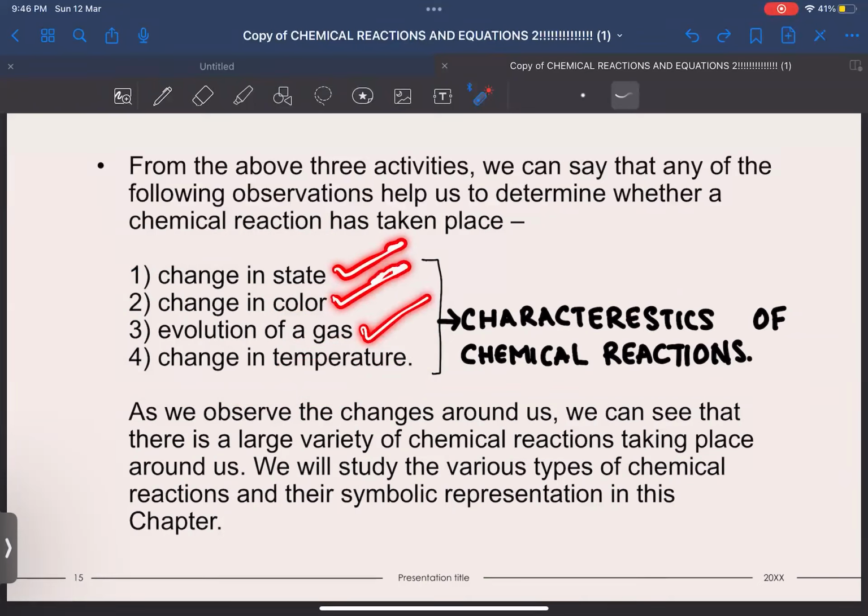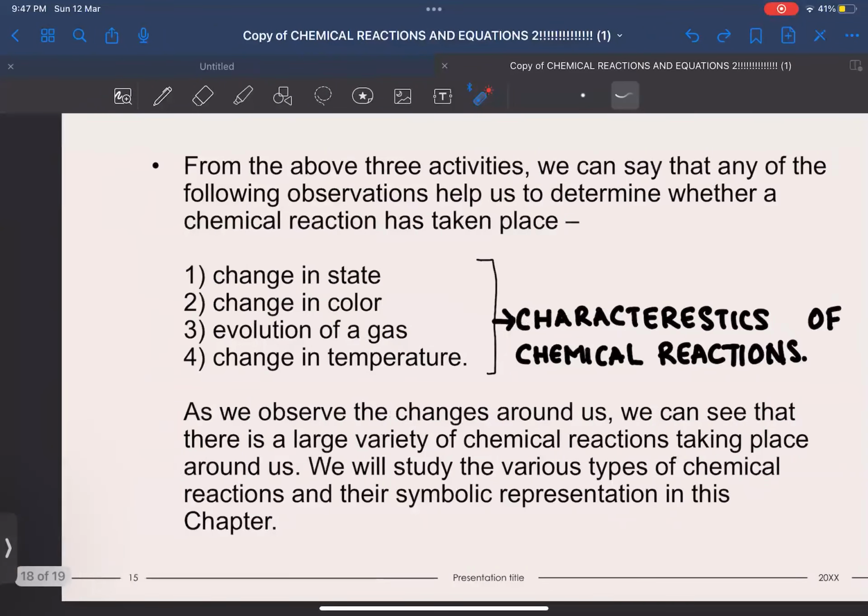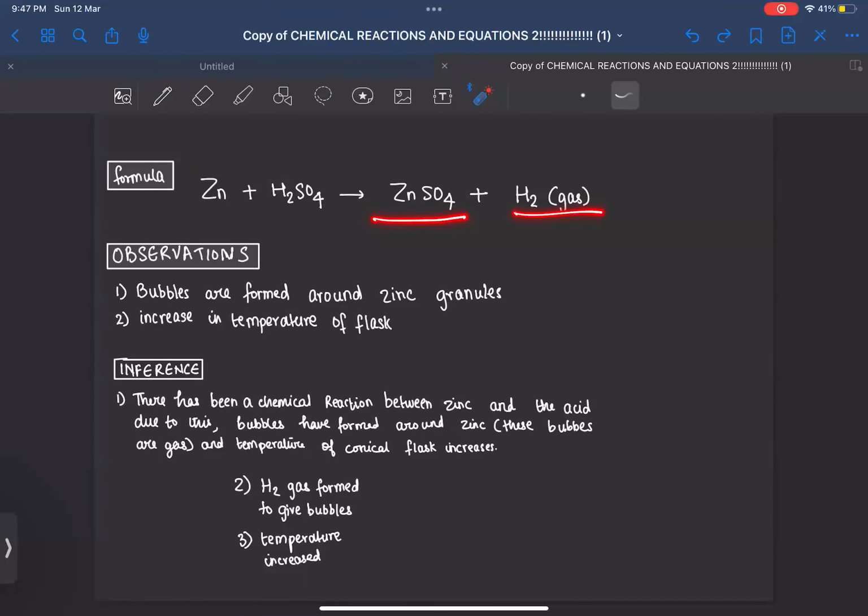Also change in color when two colorless liquids have been used on the reactant side, you get a yellow precipitate. So this is change in the color. And then finally we have evolution of gas. You see that H2 gas has evolved in the last activity, and this gives bubbles. And lastly, change in temperature, when ZnSO4 plus H2 gas was formed.